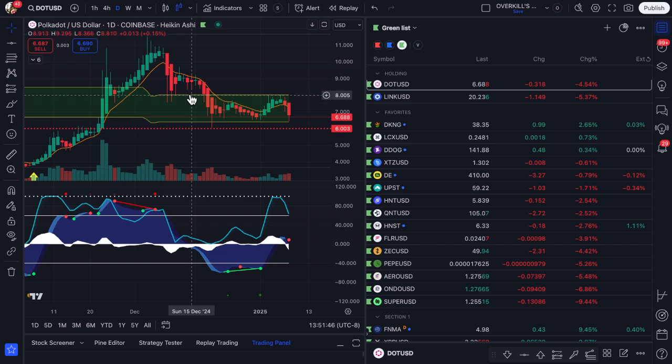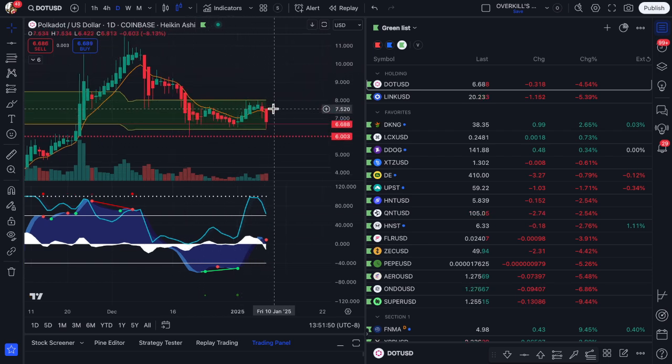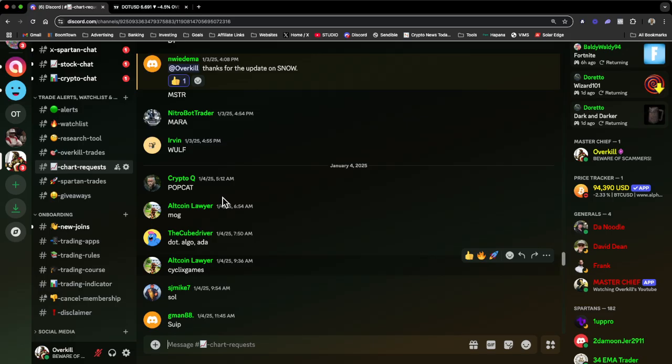But as long as that level holds, where we bounced off of in December, okay, I'm fine. We're in the golden zone. We're where I want to be buying. Is today maybe a good day to add? Yes. Absolutely. I just want to make sure $6 holds. So $6 is the new stop loss on Polkadot.